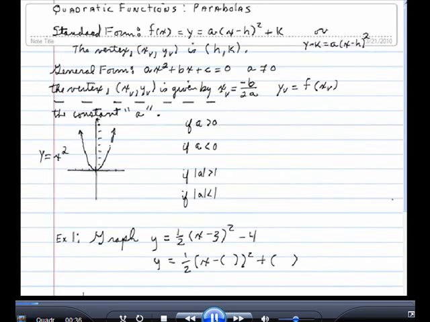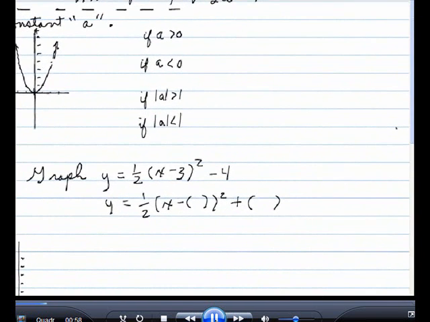We'll be looking at two forms of a parabola, the standard form and the general form. The standard form of a parabola is f(x), or y, equals a(x minus h) squared plus k. I'm going to be referring to the vertex generally as (x vertex, y vertex), but if you can get your equation of the parabola into the standard form, then your vertex is just (h, k).